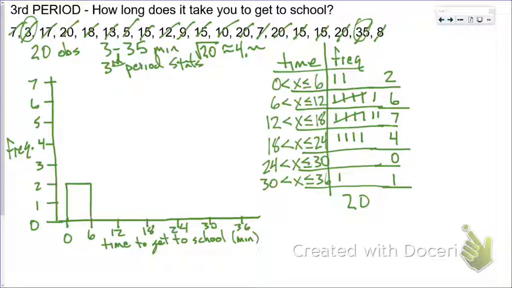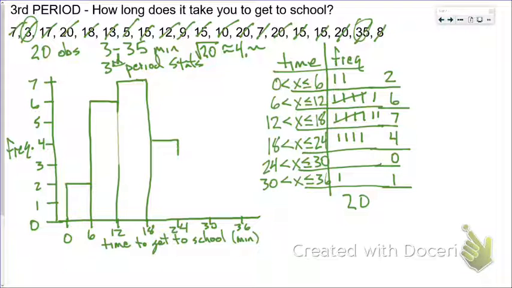and the bars do touch. 6 high. 7 high. Oops, I missed the 18 there. Now it's wavy. That looks worse. We have a 4. We have a 0 and a 1.